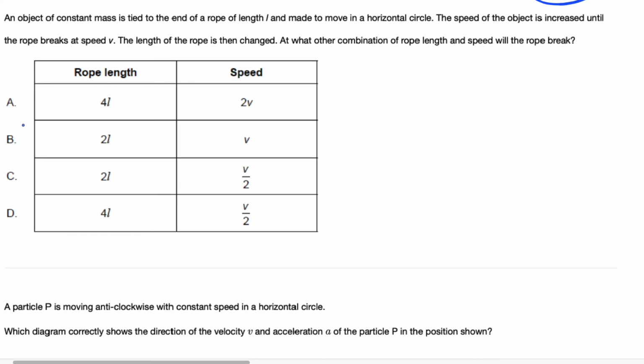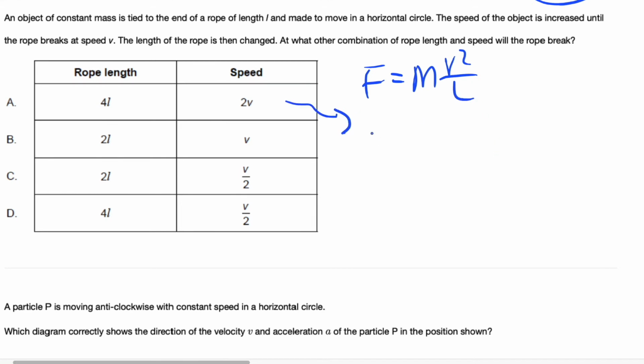An object of constant mass is tied to the end of a rope of length L and made to move in a horizontal circle. The speed of the object is increased until the rope breaks at speed v. The length of the rope is unchanged. At what other combination of the rope length and speed will the rope break? So the rope breaks when the centripetal force is equal to mass times v squared divided by L.